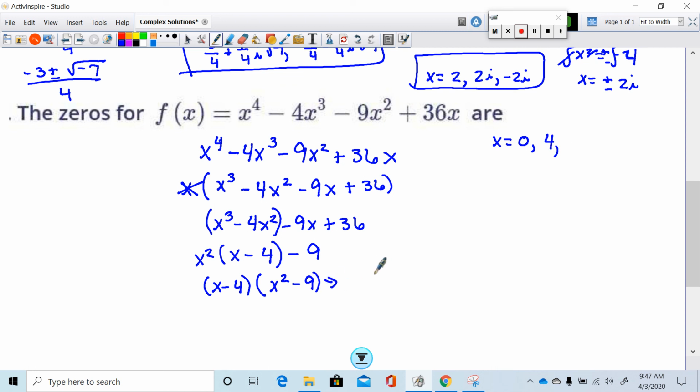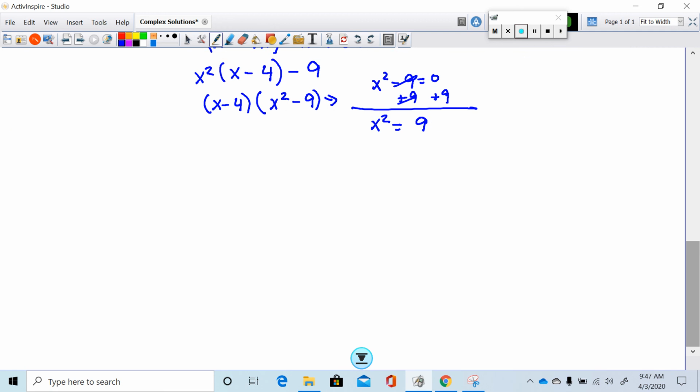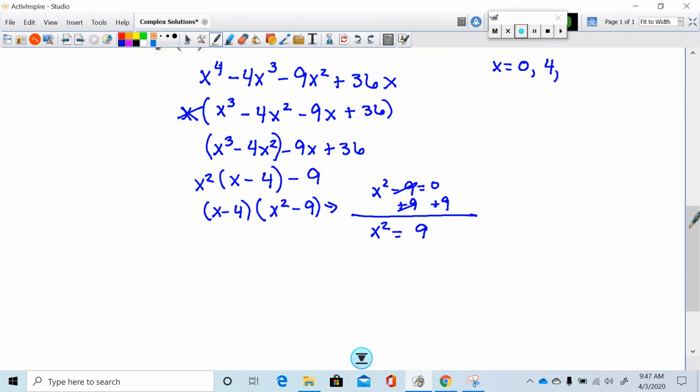This one I have to actually work with a little bit more. You set it equal to 0. I'm going to add 9 to both sides. So x squared, opposites cancel, equals 9. I am going to take the plus or minus square root, so x squared equals plus or minus the square root of 9. Opposites cancel, x equals plus or minus the square root of 9 is 3. So when I split that up, that gives me a positive 3 and a negative 3.